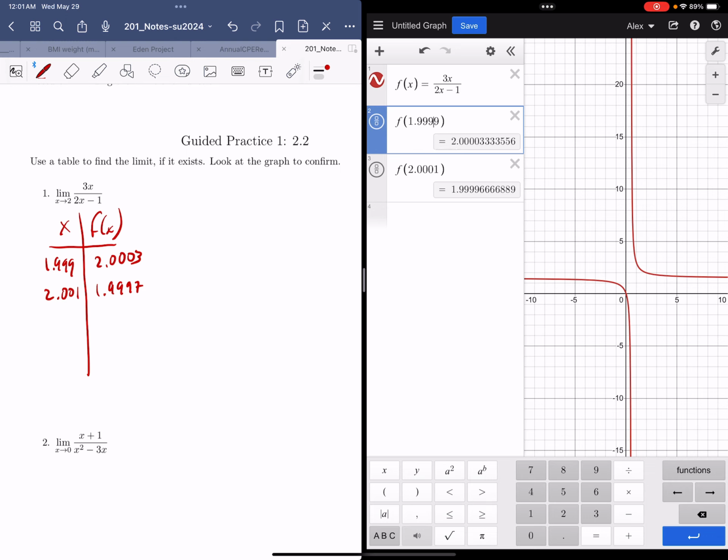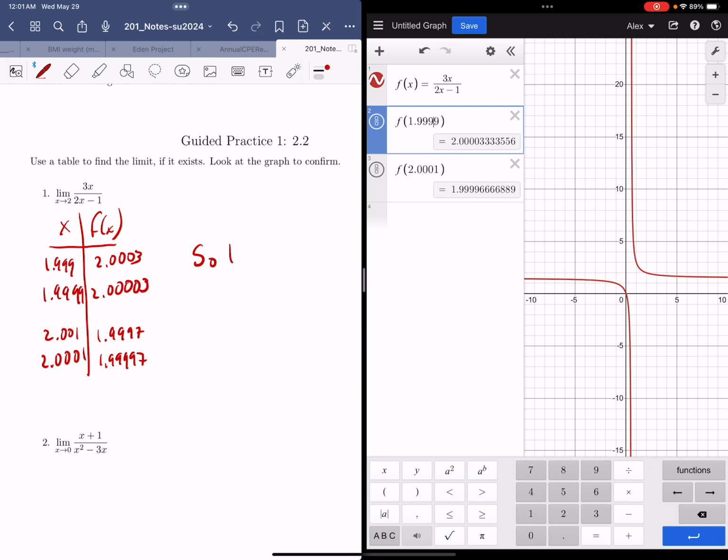right, maybe I could even move this down a little bit. I'll maybe move this up a little bit here, move this up a little bit here. We've got, and then, right, and if we did 2.0001, well, sure enough, we get, right, 1.9997, right?